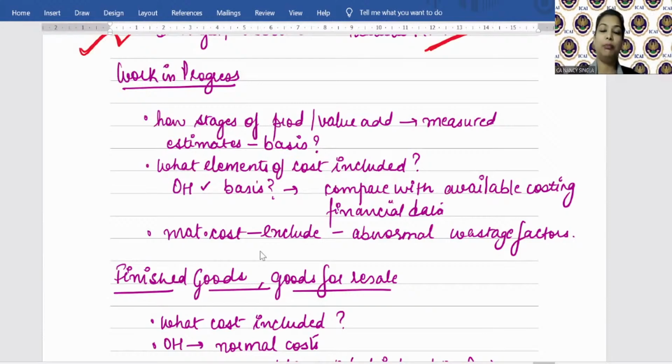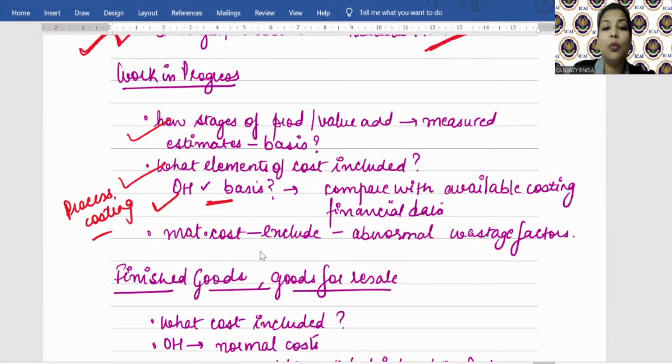So work in progress, right? First, how the percentage of work in progress has been measured, right? How the stages of production value addition has been calculated. So what is the management's method to calculate that? After that, again, what elements of cost are included? If overheads are included, what is the basis? See, you will be doing a concept of process costing.